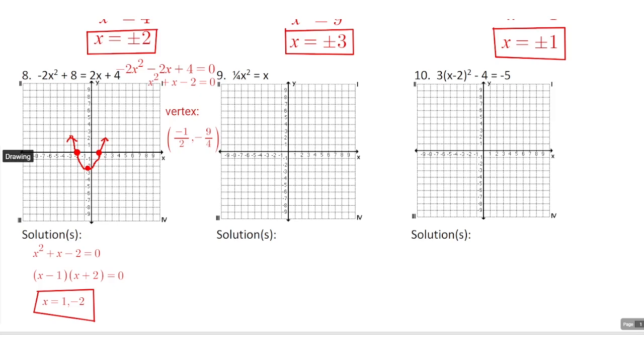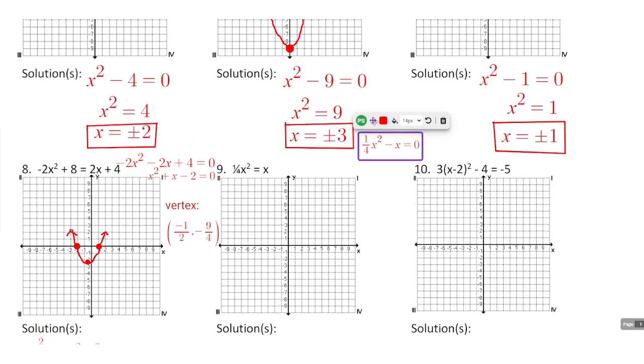First thing I'm going to do is kind of rewrite this in standard form. I'm going to subtract the x over as my first step. But then I'm going to multiply everything by 4 just so that I can get rid of those fractions. Really don't like having the fractions there. So that gives me x squared minus 4x equals 0.